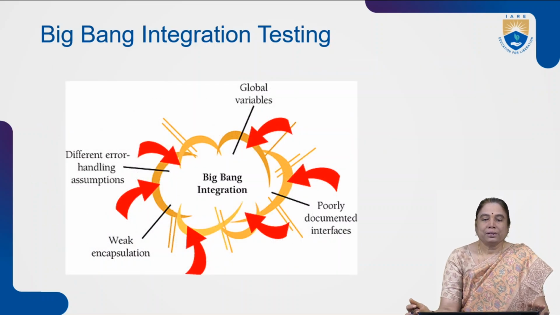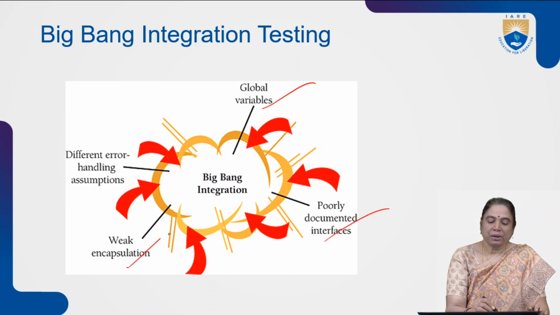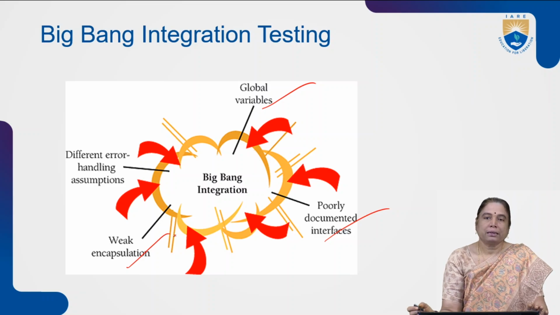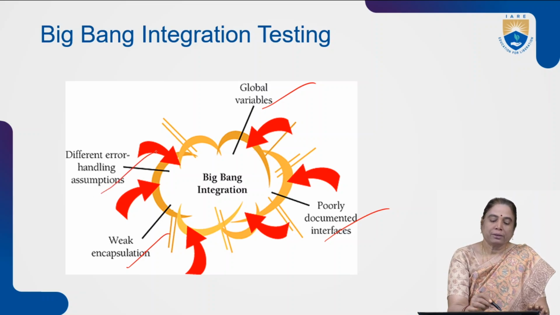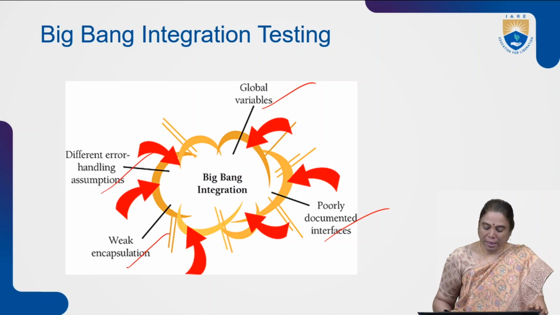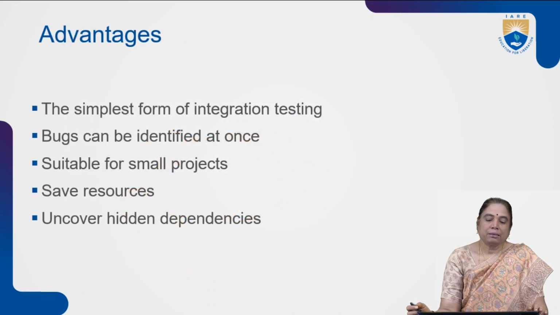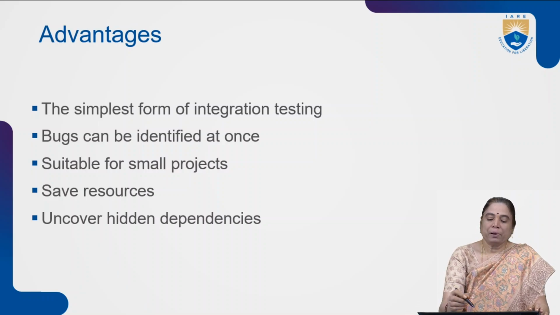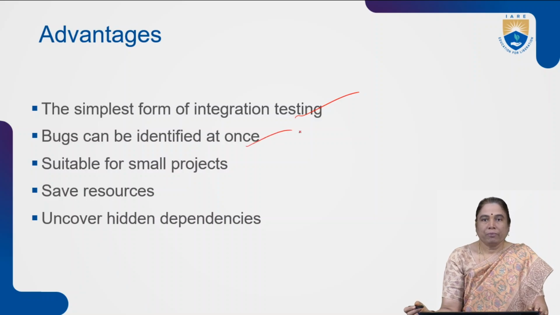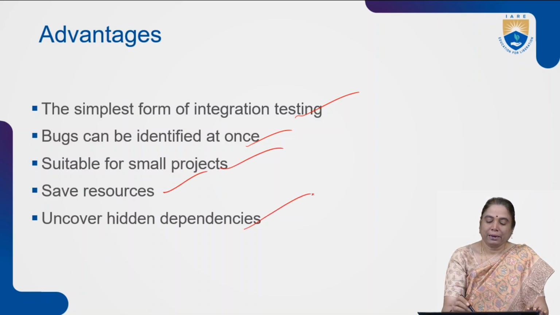Big Bang integration testing reveals defects in cases of shared global variables, poorly documented interfaces, weak encapsulation, and different error handling or exception handling methods. Those errors are covered with the help of Big Bang integration. The advantages of Big Bang integration are: it is the simplest form of integration testing, bugs are easily identified, only one stage of testing is needed, it is suitable for small projects, saves resources, and uncovers hidden dependencies.